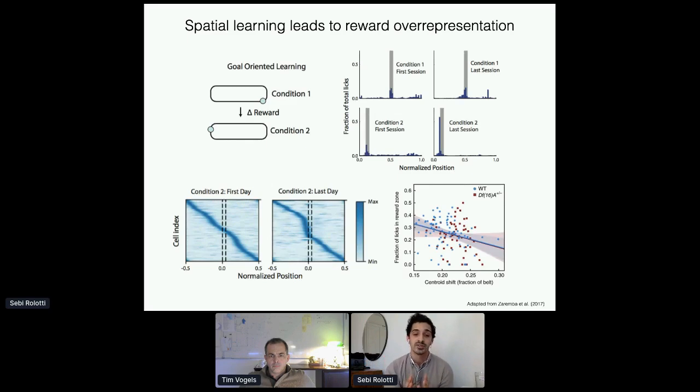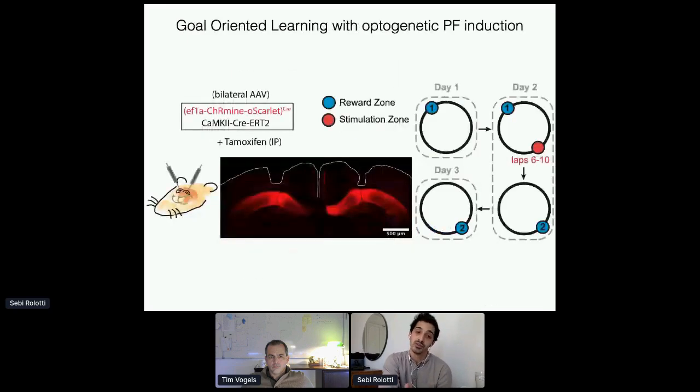And the key finding here was that after reward switch, place fields tend to overrepresent the location of their new reward zone, as can be seen at the bottom left. And the extent of this overrepresentation is in turn correlated with performance. So we therefore wondered if increasing the place field formation near the future reward zone could bias behavior towards that location and therefore increase learning performance.